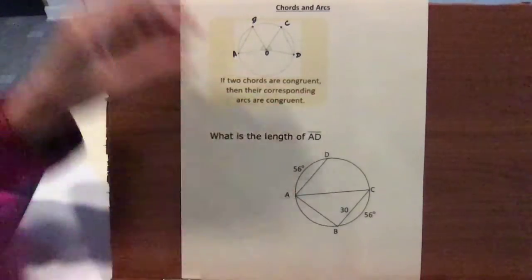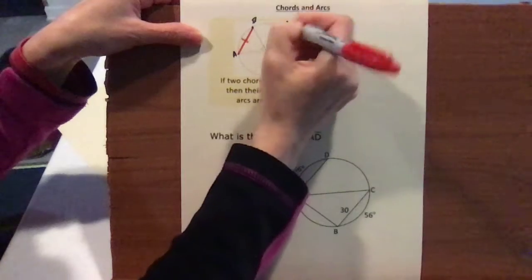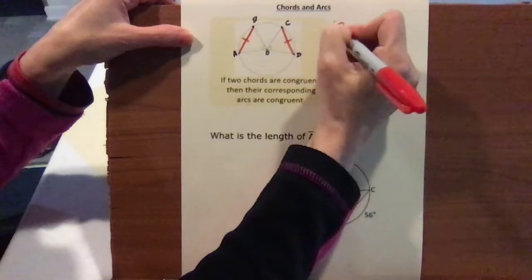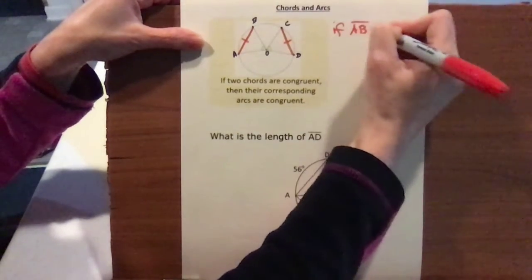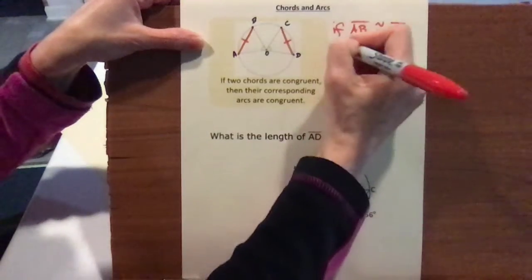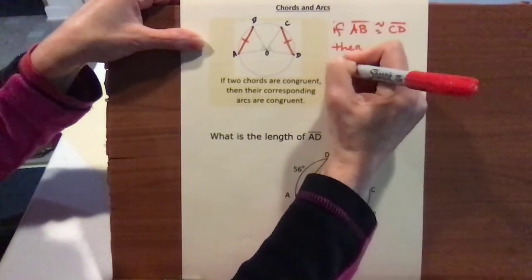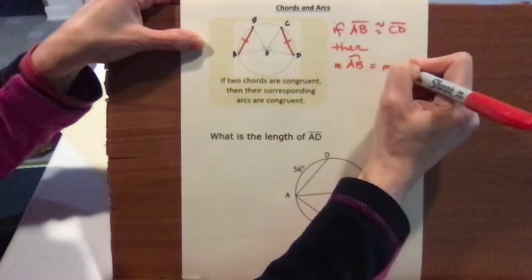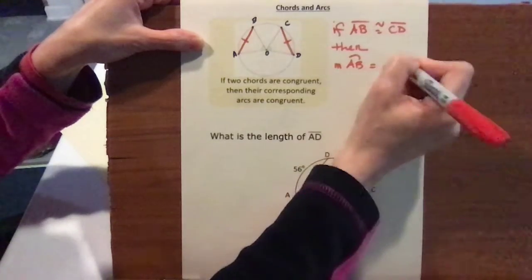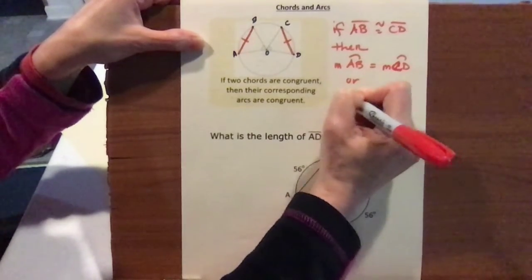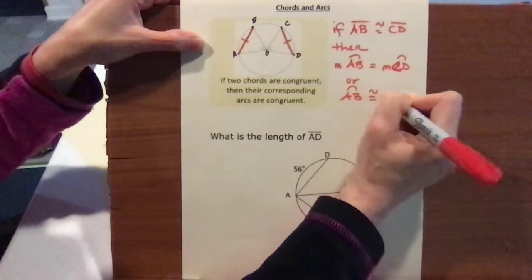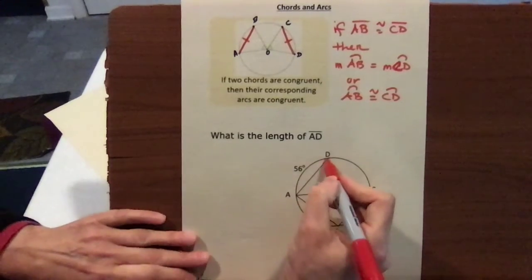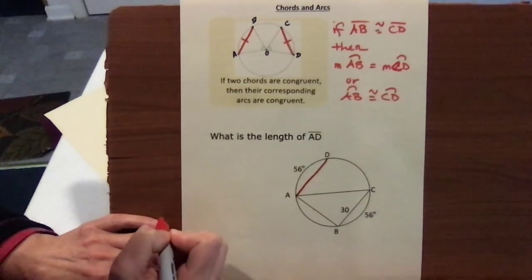If two chords are congruent, so if segment AB is congruent to segment CD, then their corresponding arcs are congruent. Writing this up as a conditional: if segment AB is congruent to segment CD, then we can say that the measure of arc AB is equal to the measure of arc CD. Or we could just say that arc AB is congruent to arc CD, implying that the measures are equal.